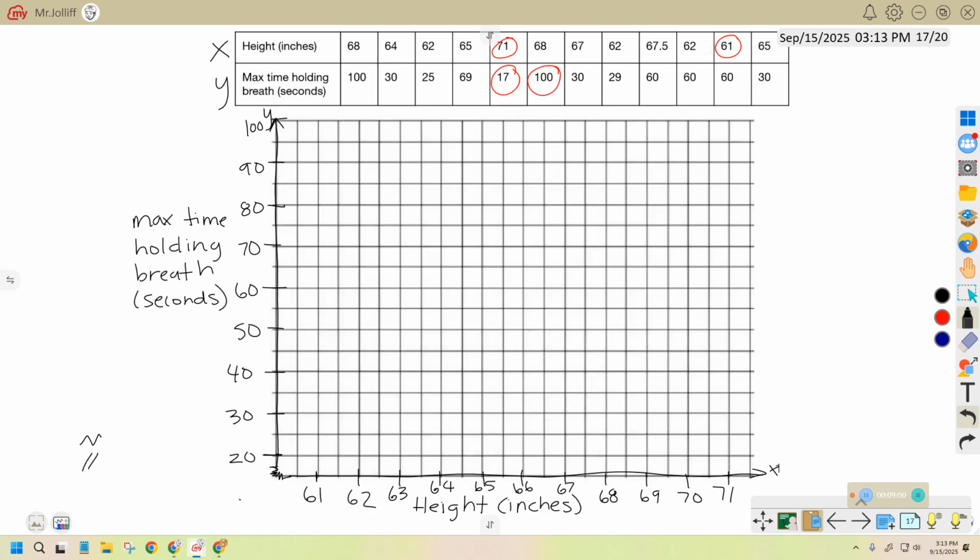Last step. Let's plot some points. I'm going to give you about 2 minutes. This shouldn't take long. We know how to plot ordered pairs. First ordered pair, 68, 100. I'm going to let you plot the rest. Check my math, make sure I got what you got.